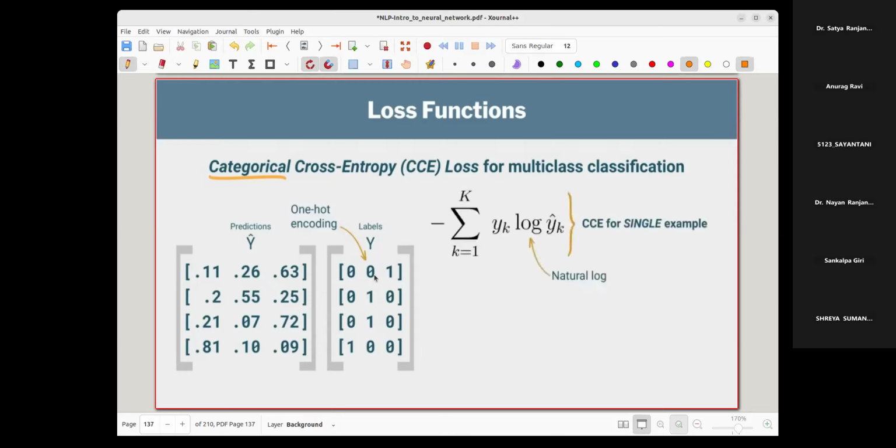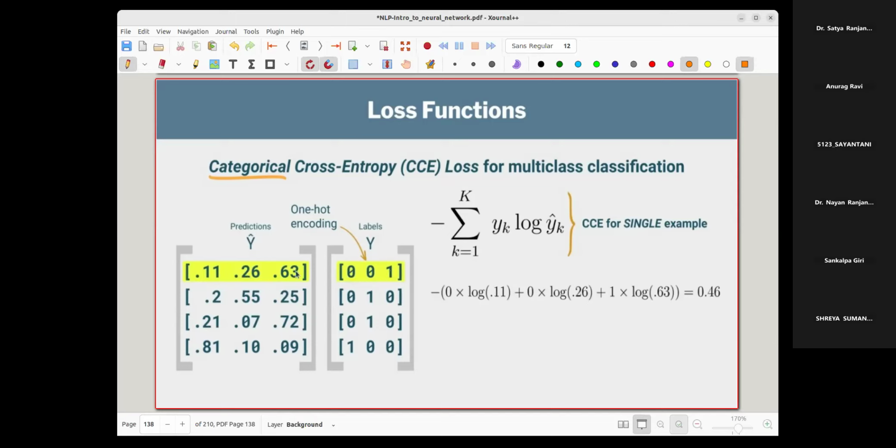This is the loss function which is called categorical cross entropy. What is it? Minus the sum over k equal to 1 to K of yk log yk cap. yk is the original output, that is 0 0 1. yk cap is your predicted output, that is 0.11, 0.26, 0.63 for this data point. When you multiply and do this calculation, what will you see? 0 into log of this one, 0 into log of this one, 1 into log of 0.63.